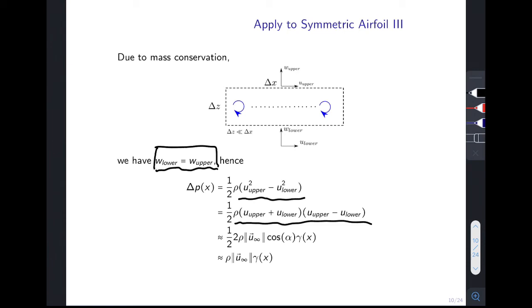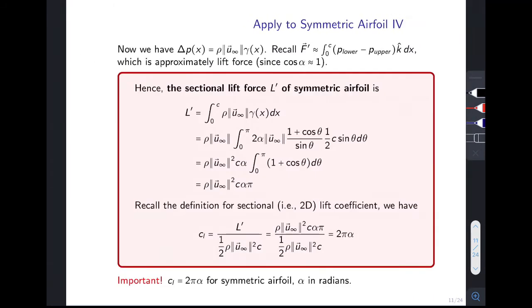So you can see we can expand these kinetic energy differences as the sum between them times the difference between them. The first term basically goes to 2 rho U infinity times cosine alpha, because there's an angle of attack. And the second term, the difference, actually becomes the gamma x. So basically it tells you that the pressure difference is just rho U infinity times the gamma x. The gamma x is kind of a differential Kutta-Joukowski lift theorem, right? But in a differential sense.